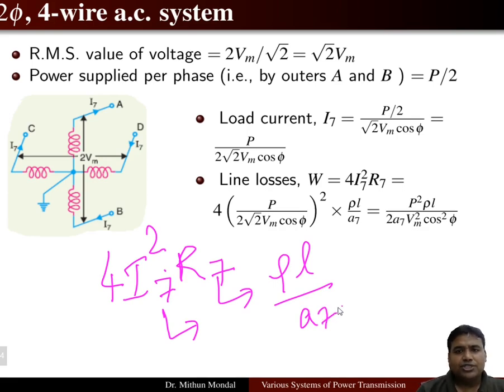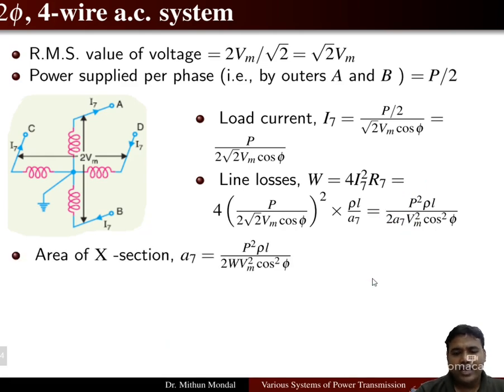After substituting this value, you will get the line losses as P square rho L by A7 Vm square cos square phi. So trying to determine the A7 from here, this is the area of the cross section. So the area of the cross section, A7, we'll get this. Next, we'll determine the volume.